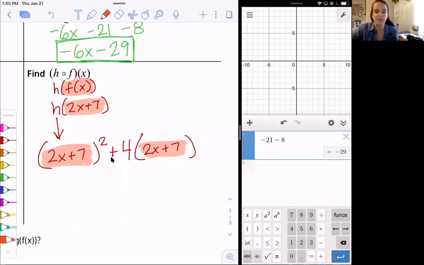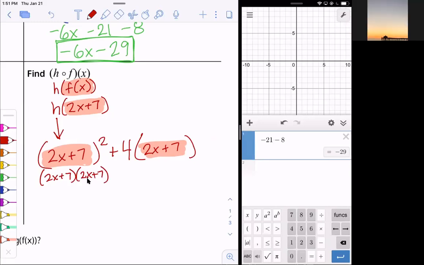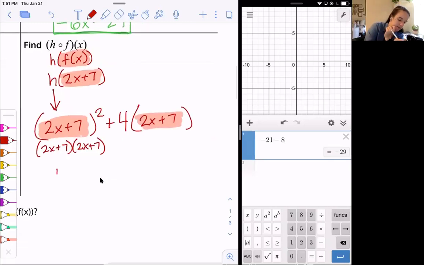All right, this one's funky. This means that there are two of these things being multiplied together. So I have really like 2x plus 7 times 2x plus 7. What do I have to do in order to multiply those two together? The box. Yeah, totally. I'm going to use the box in order to multiply them together. So I'm going to have 2x plus 7, 2x plus 7.